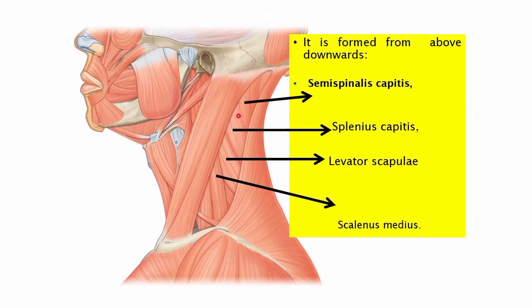Here, the floor contents. From above downwards, you can identify semispinalis capitis, splenius capitis, levator scapulae, and scalenus medius. So remember four muscles with the mnemonic triple SL, which form the floor of the posterior triangle: semispinalis capitis, splenius capitis, scalenus medius, and between the scalenus medius and the splenius capitis, you can identify levator scapulae.